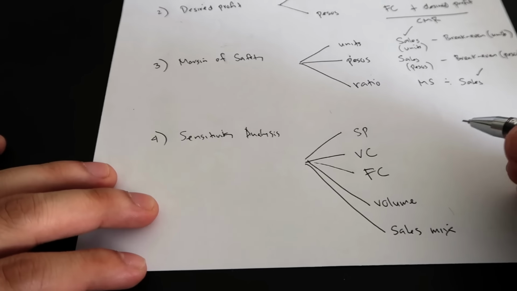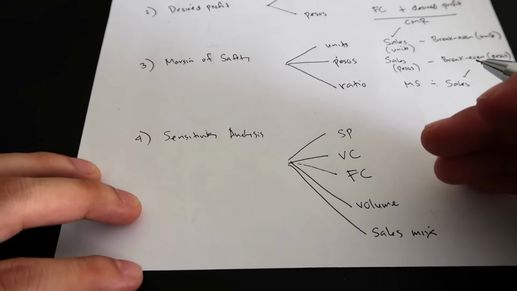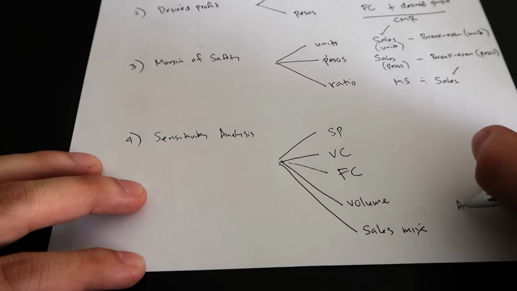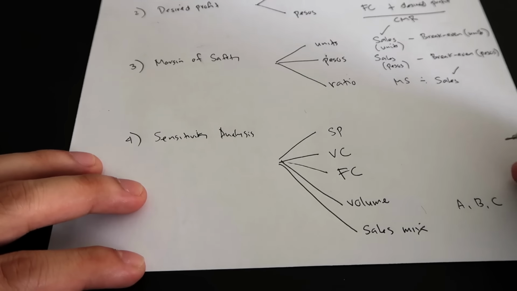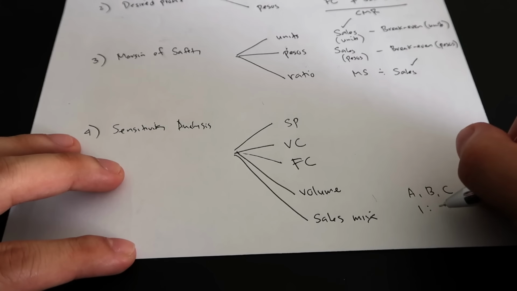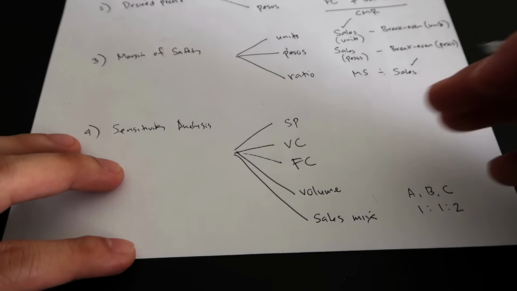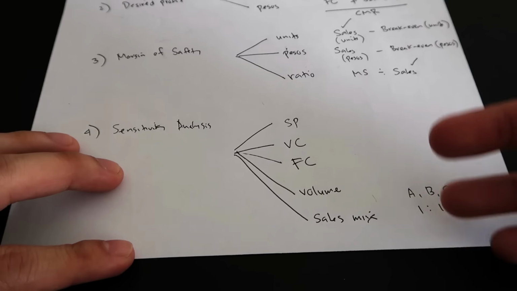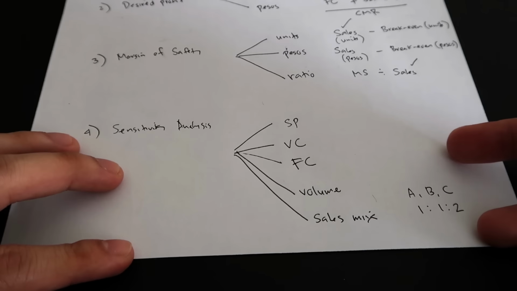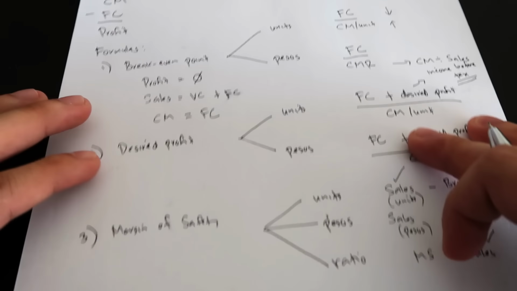Sir, what is sales mix? Sales mix, this applies when you have multiple products. For example, you're selling products A, B, and C. Okay, and on the average, you sell 1:1:2. Okay, you call this a sales mix. On the average, we sell 1 unit of A, 1 unit of B, and 2 units of C. All right. So, ayan, that's a CVP analysis.